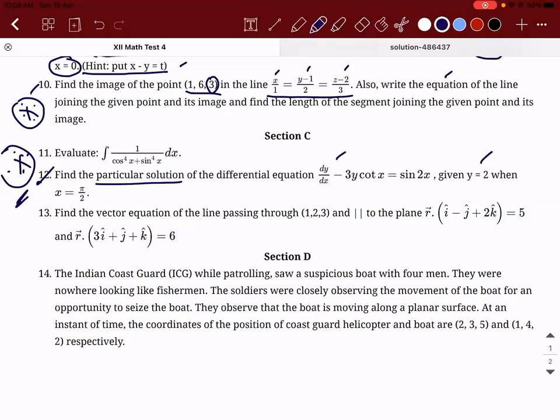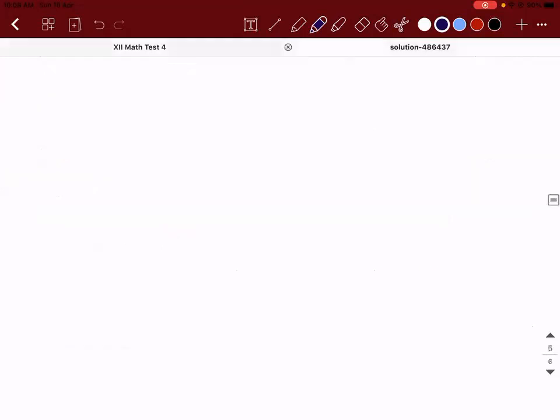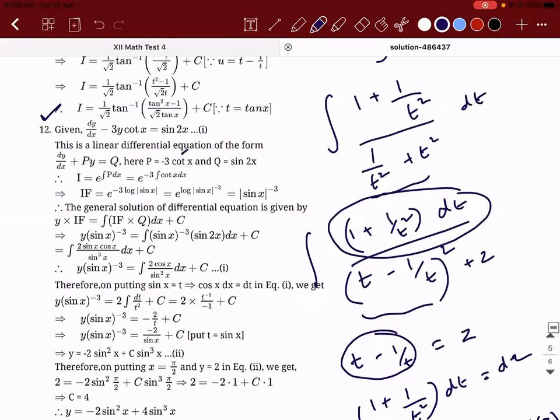This is of the form dy by dx plus py is equal to q, where p and q are functions of x. So p is minus 3 cot x and q is sine 2x. So what is the integrating factor? The integrating factor is e power integral of p dx, so e power minus 3 integral of cot x dx. When you try solving it, you will get the integrating factor as sine x the whole power minus 3.